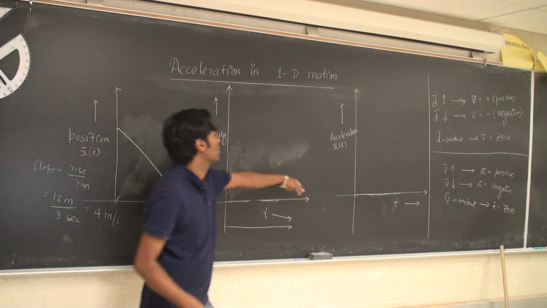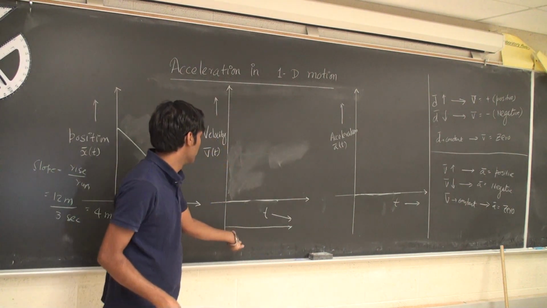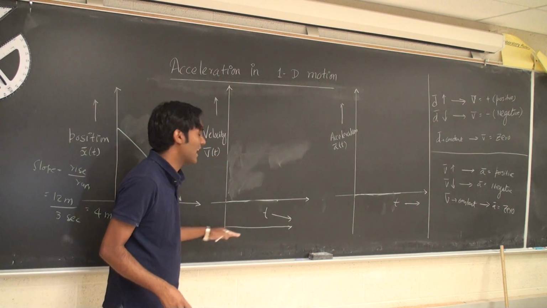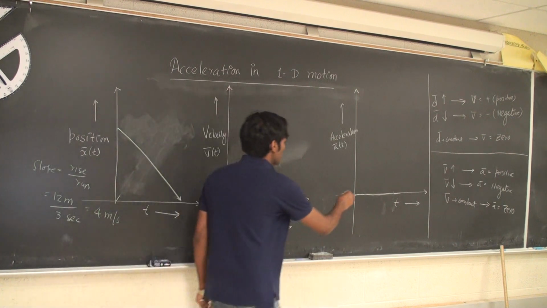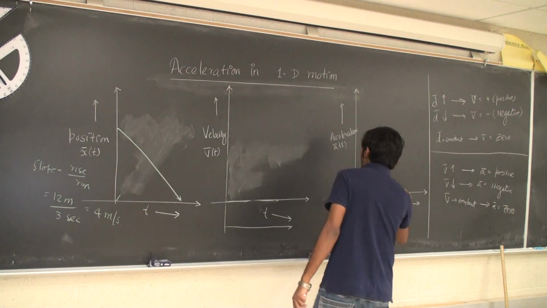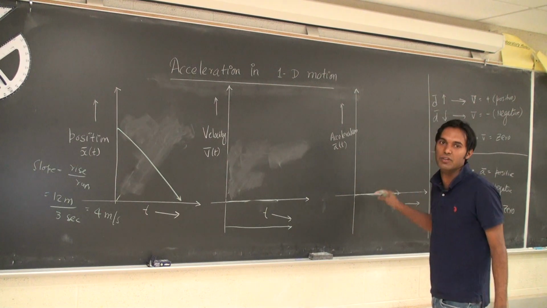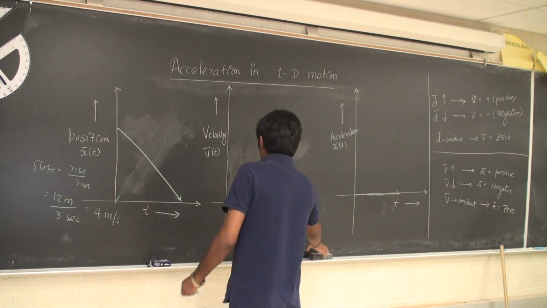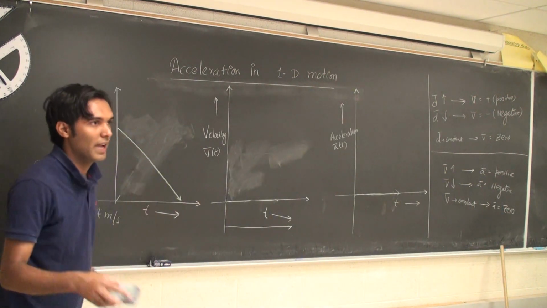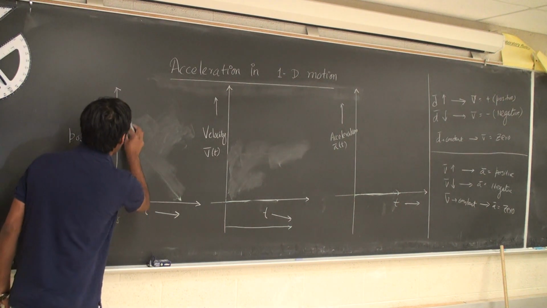And what about the acceleration versus time graph? It is simply a flat horizontal line. The acceleration is 0. So the acceleration versus time graph will be simply a 0. So this is the third case. I'm going to discuss another situation now.